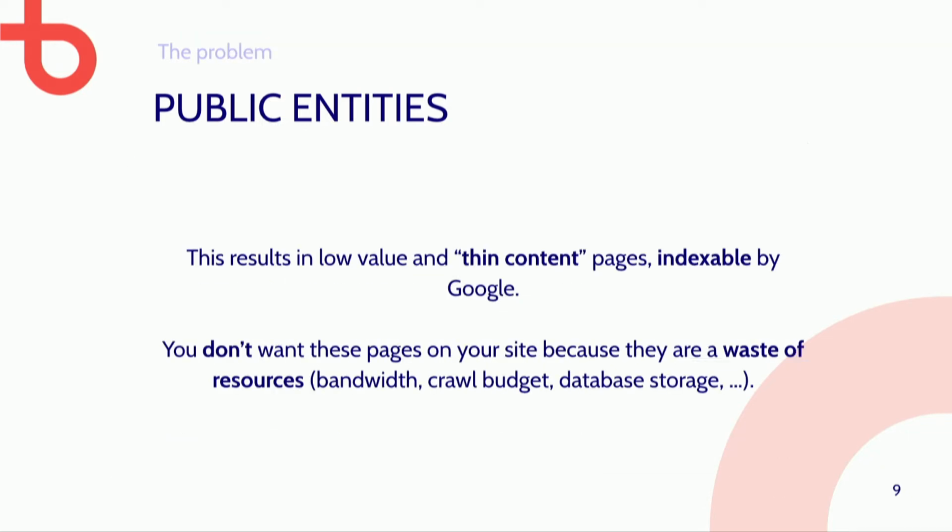So if you have all those separate detail pages for your team members, and the only thing that's on there is an image and their name, then Google regards this as low value or thin content. So for example, if you have a website of 100 pages and 50 of those pages are just empty team member pages, well then your website is kind of low value. So you don't want those pages to exist, and you don't want them to be indexed by Google either, because they are just a waste of multiple things: resources, bandwidth, crawl budget, and database storage, of course, as well.